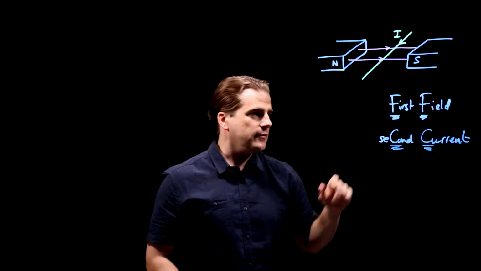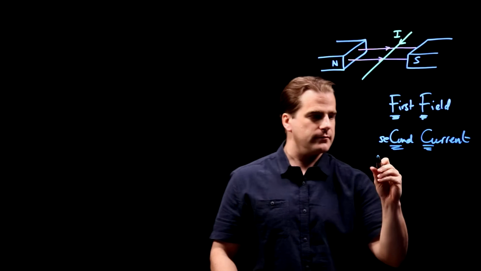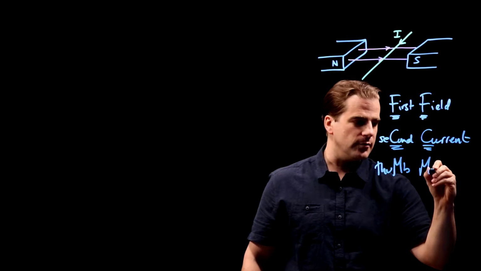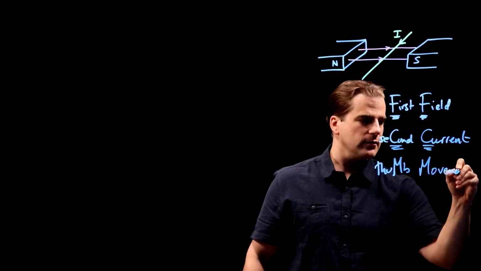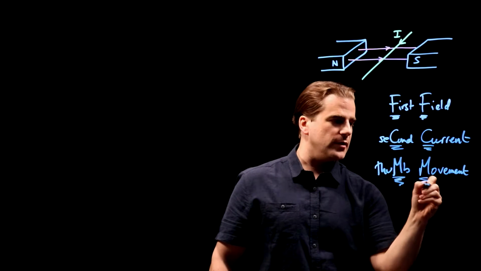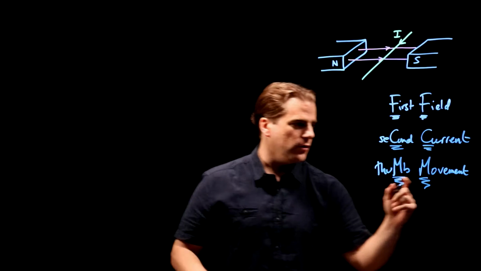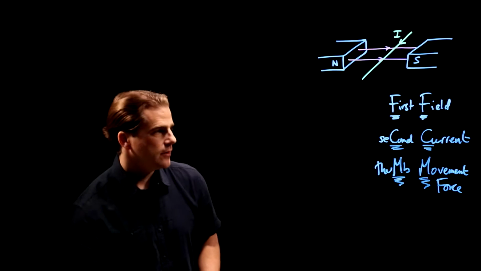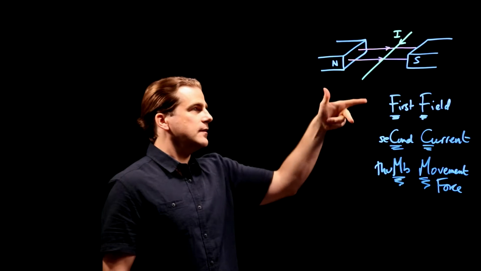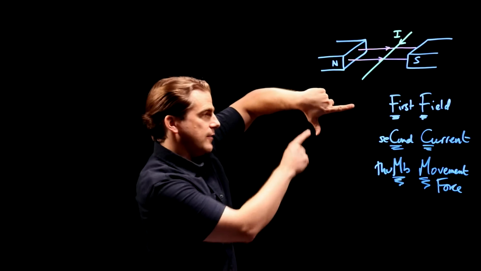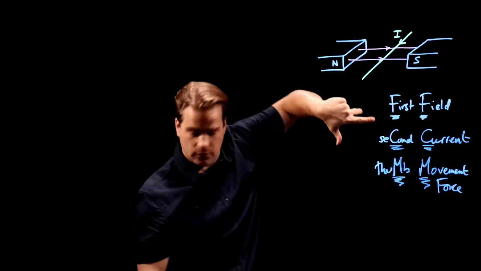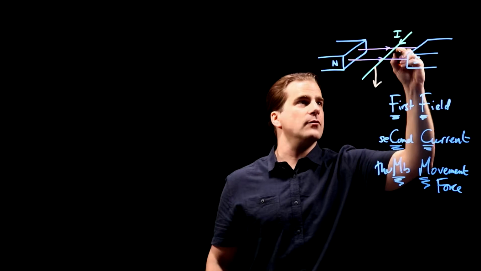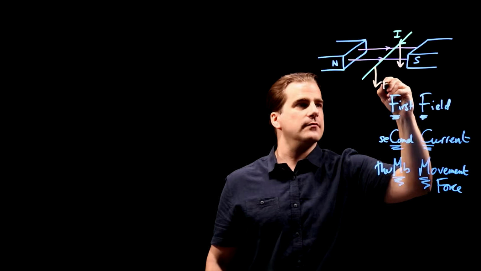Right, and then your thumb tells you the movement direction. Thumb for movement, or the force. Direction of movement, direction of force. So, first finger field, second finger current, the thumb, the movement, downwards. So we've worked out that the force that this wire will experience is downwards. Okay, so that's F.